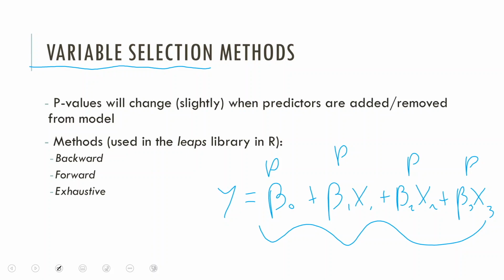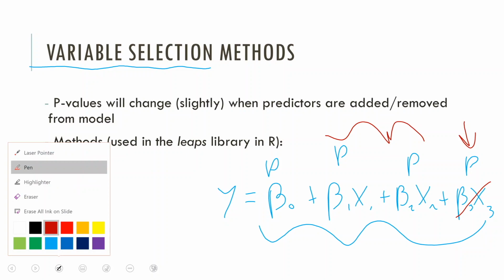When we take away, let's say, this last predictor, this x3, then given that this p-value and this whole predictor is now gone, these predictors here have to pick up more of the slack. And they're going to be missing something. That's why these p-values change. It might be for the better, it might be for the worse. We'll see examples of both.